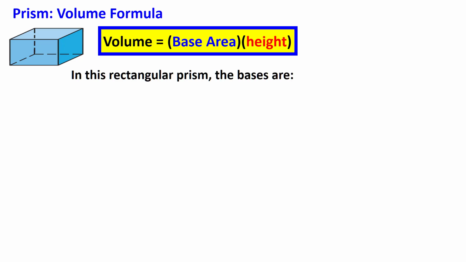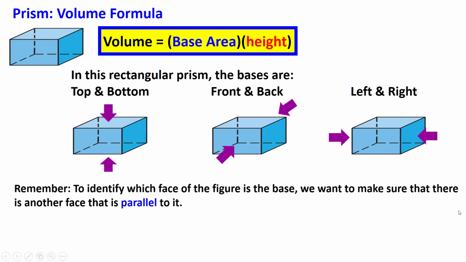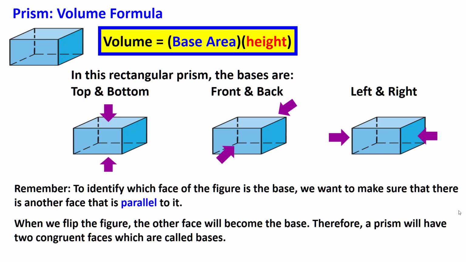In this rectangular prism, the bases are the top and the bottom faces, the front and the back faces, and the left and the right faces. Remember, to identify which face of the figure is the base, we want to make sure that there is another face that is parallel to it. When we flip the figure, the other face will become the base. Therefore, a prism will have two congruent faces, which are called bases.